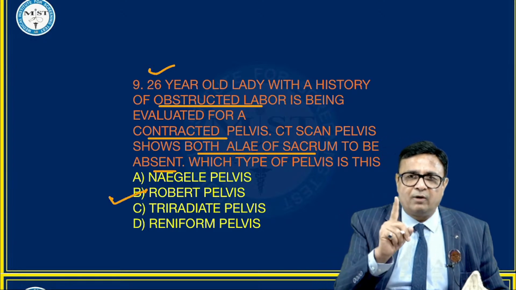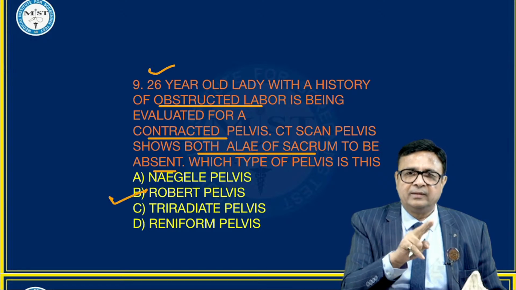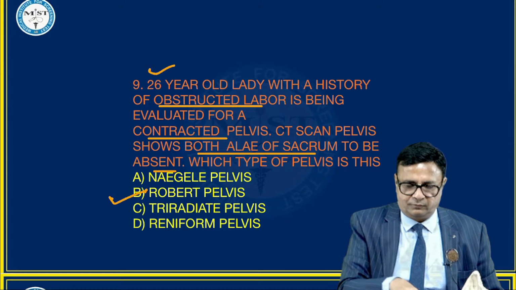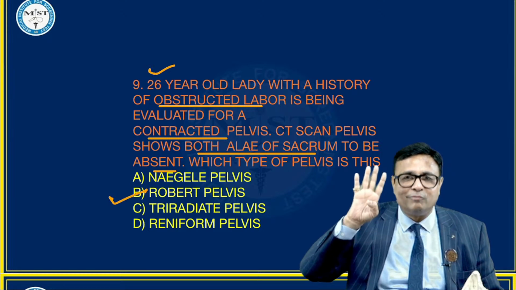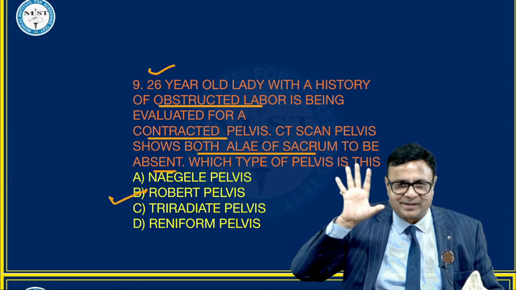So if one ala of sacrum is absent, Naegele's pelvis. If both ala of sacrum absent, this is Robert's pelvis. Triradiate pelvis is seen in. These four options are four important chocolate questions. So Naegele pelvis, one ala of sacrum absent.